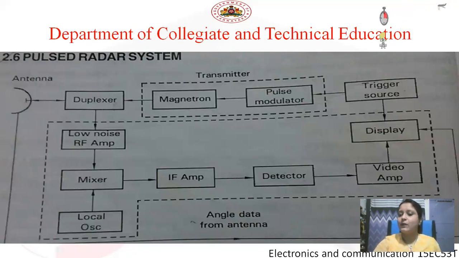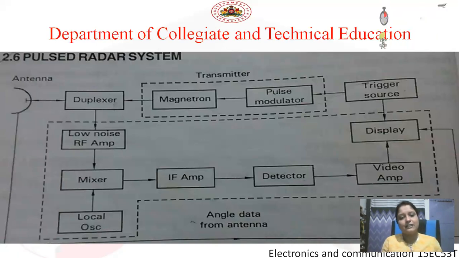Once it is radiated, what is happening here? You can see the signals are radiated towards the target and echo signals are coming back towards the station. Once the echo signals come back, they are captured by the receiving antenna. Now this antenna takes those signals, and once again through the duplexer they are entering the receiver section.